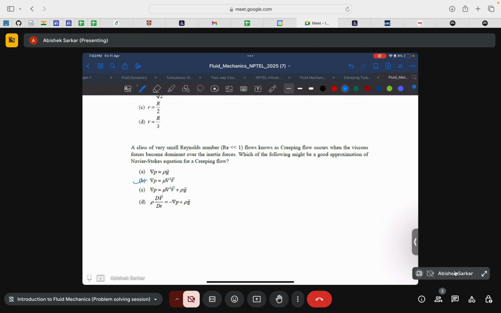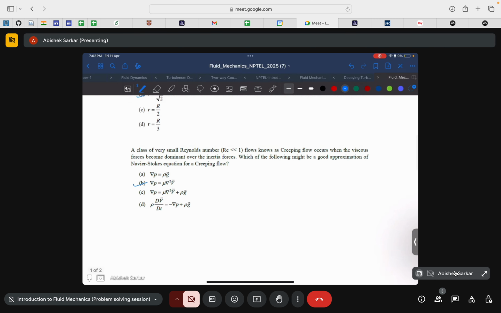Again, there is a detailed analysis of how this equation can be understood. Let us go through it once. A class of very small Reynolds number flow known as creeping flow occurs when viscous forces become dominant over the inertia forces. Which of the following might be a good approximation for the Navier-Stokes equation in creeping flow?